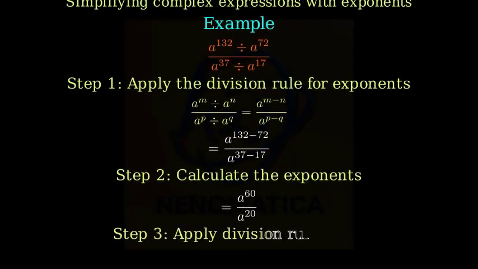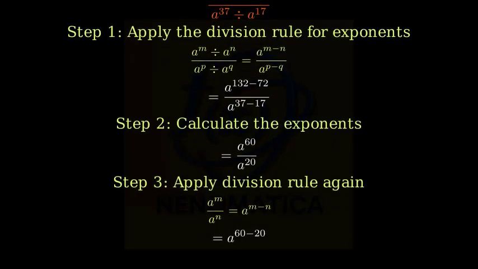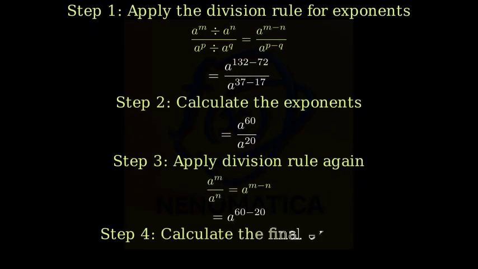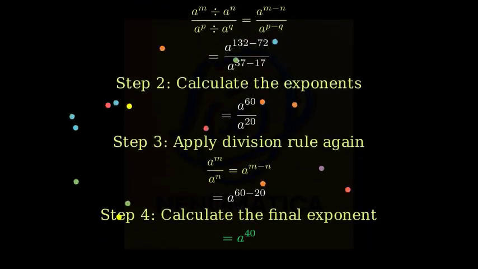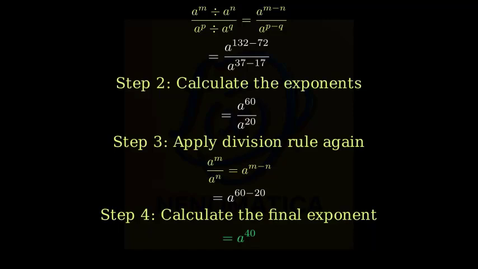Now, we'll apply the division rule for exponents one more time. When dividing powers with the same base, we subtract the exponents. So, a to the power of 60 divided by a to the power of 20 becomes a to the power of 60 minus 20. Finally, we calculate 60 minus 20, which equals 40. So, our final answer is a to the power of 40.